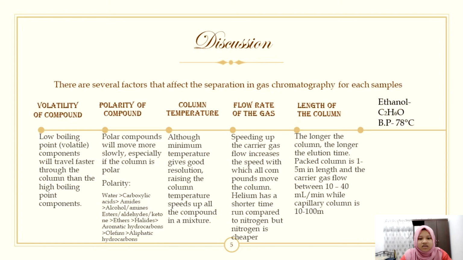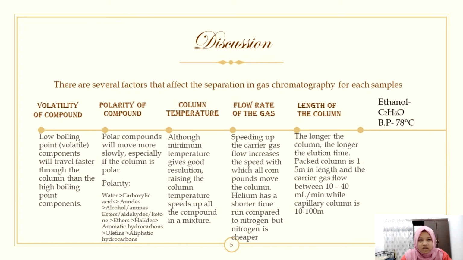Well, there are several factors that affect the separation in gas chromatography for samples, and they also affect the retention time. The first factor is the volatility of the compound. Low boiling point volatile components will travel faster through the column than the high boiling point components. And next, the factor is polarity of the compound. Polar compounds will move more slowly, especially if the column is polar.